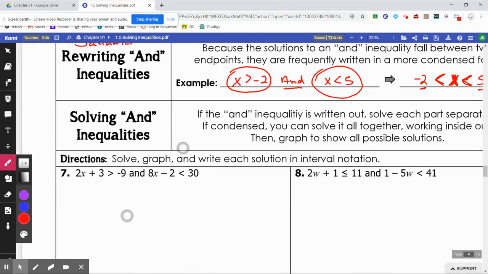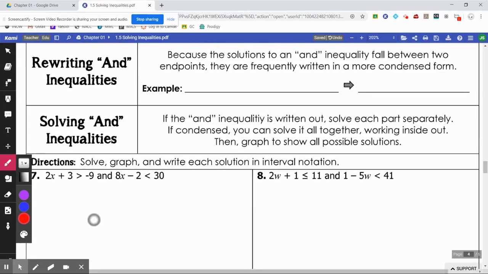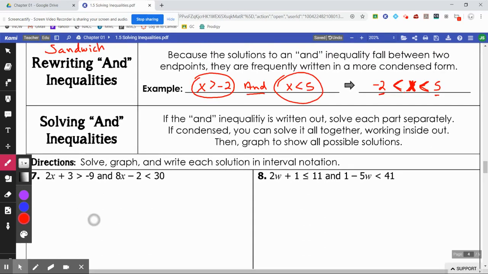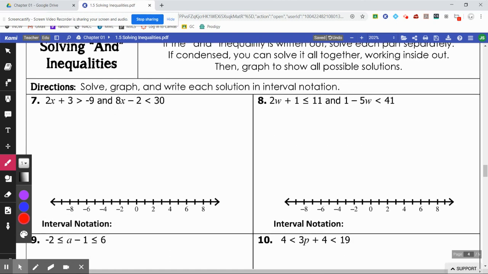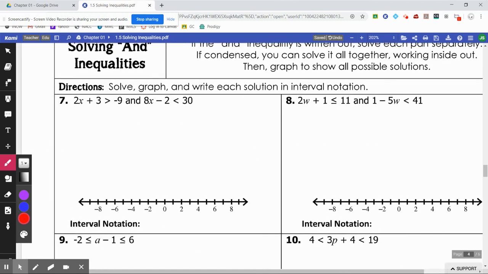Okay, solving "and" inequalities. If the "and" inequality is written out, solve each part separately. If it's condensed like these were, you can solve it all together, working the inside out, and then we're going to graph to show all the possible solutions. So let's look at both scenarios here.